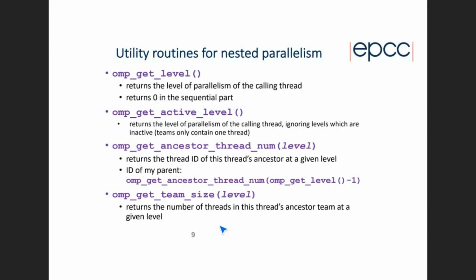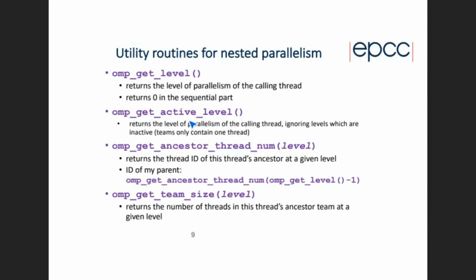And then there's a bunch of utility routines to help you navigate your way around this. Basically, you're creating a sort of hierarchical tree of threads, and there are some functions that help you navigate around that tree. So there's omp_get_level, which tells you the level of parallelism that you're currently at. That will return 0 in the sequential part of the program, 1 in the top level parallel region, and then increasing values as you go down the nest of parallel regions.